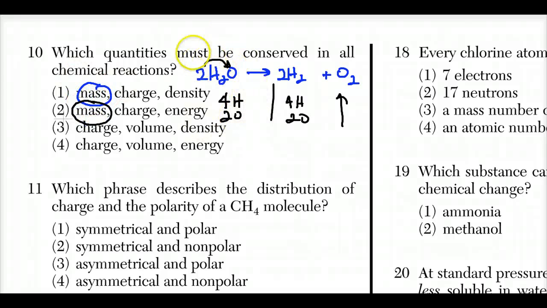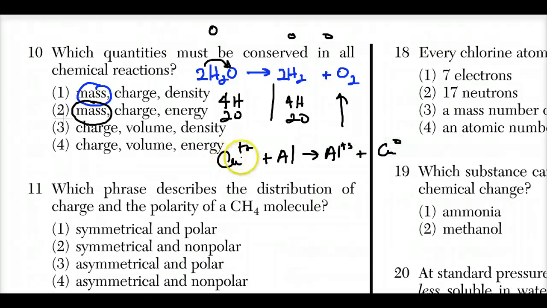Now charge. It's hard to see, but this has a 0 charge on this side, and all these are zeros. So total charge is conserved. We see this more in redox, where we have, let's say, copper plus 2, plus another compound, let's say aluminum, and we had aluminum plus 3, and then we have copper 0, and we learned that, hey, you needed what?